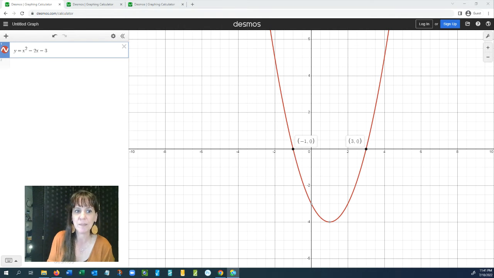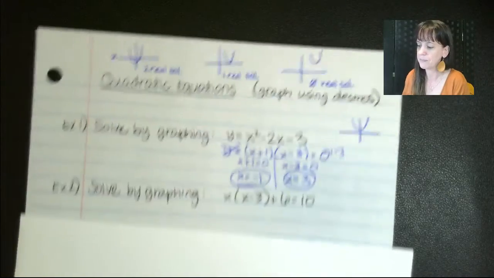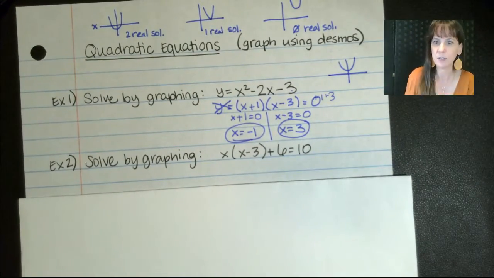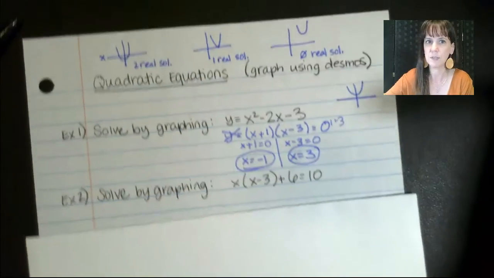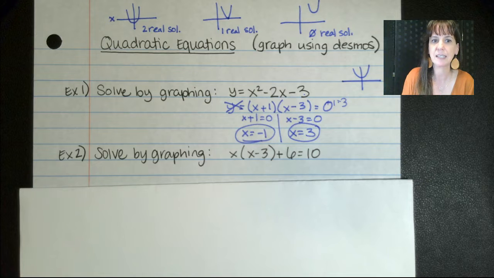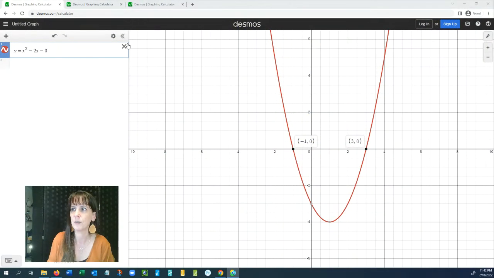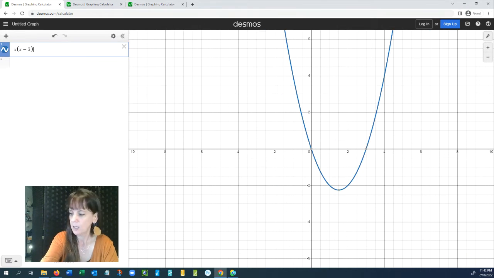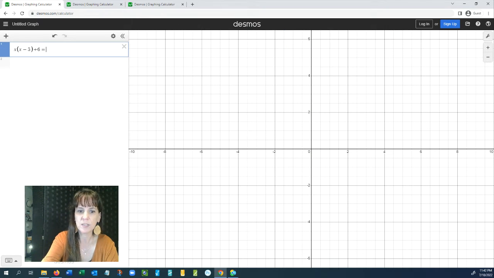Let's try another one. Okay, so for our next one, we're going to do this guy. Now, if I were to go type this into Desmos, let's take a peek at what that looks like. I'm going to type it in exactly as you see it there. So what I do is hit this x here, cross that out, and start over. So x, quantity x minus 3 plus 6 equals 10.